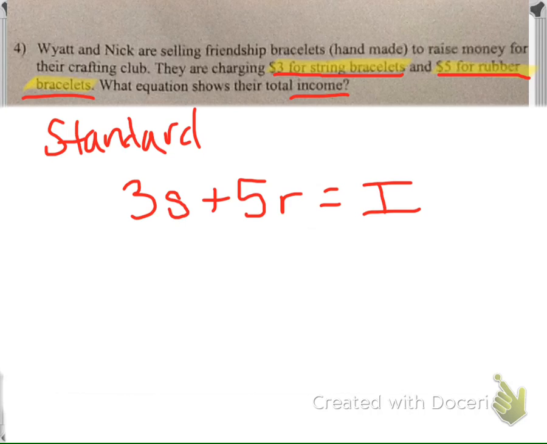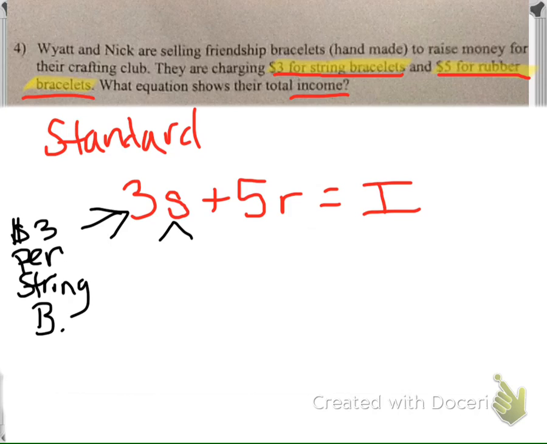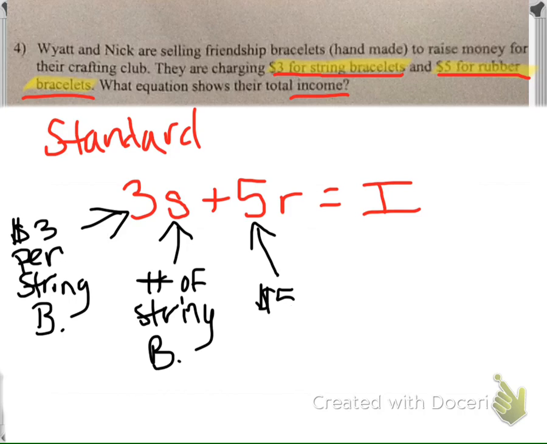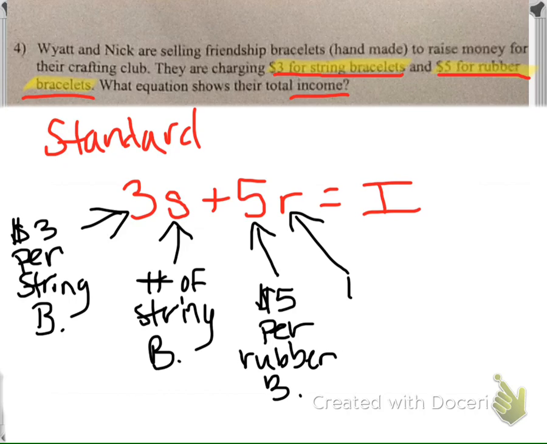Okay, if I were to label these, my 3 would be $3 per string bracelet, string B. S would be number of string bracelets. Sorry for my bad handwriting. 5 is $5 per rubber bracelet. And R would be number of rubber bracelets. And I is income.